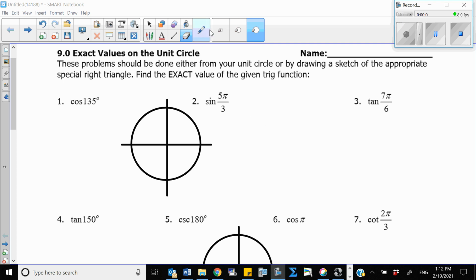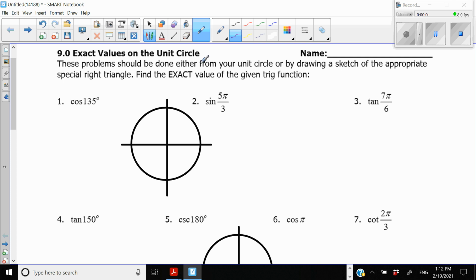Hi everyone. Today I'm going to help you work on some of the problems here, finding exact values on the unit circle. Let's start with this one, number 2. Sine of 5 pi over 3.